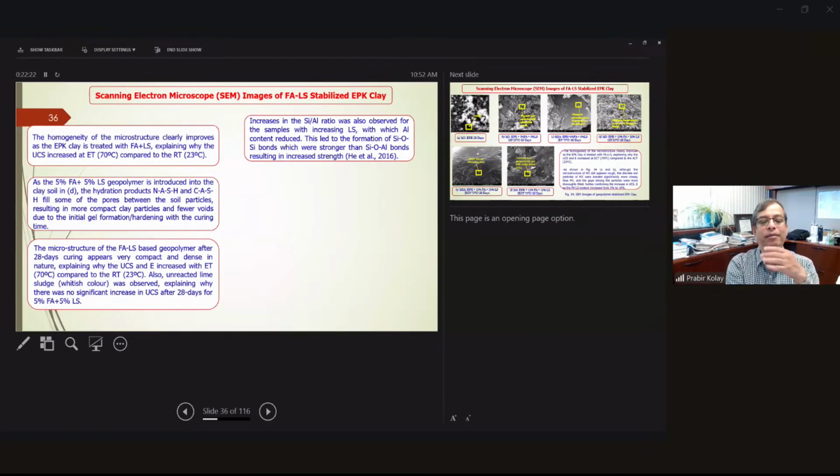So again, these are some of the things I mentioned. Obviously we need to find out what the mineral forms are, either sodium aluminate silicate hydrate or calcium aluminate silicate hydrates, all these different mineral forms. And most of the time curing is at 23 degrees Celsius, but 70 degrees Celsius is much better compared to 23 or 25 degrees Celsius, room temperature.